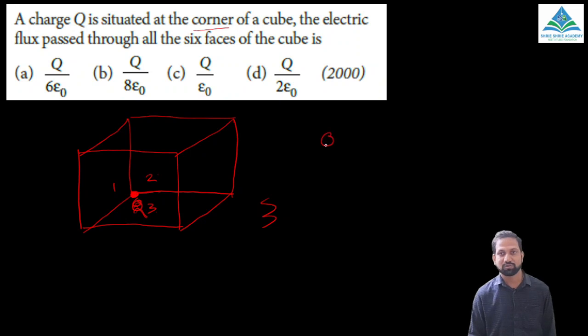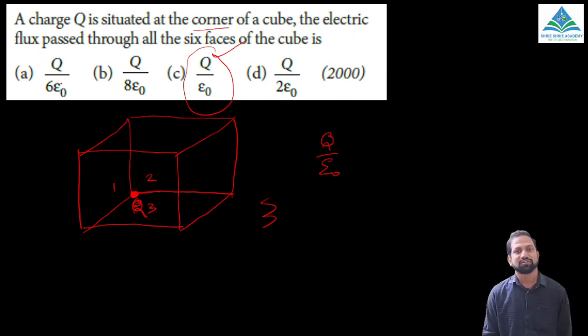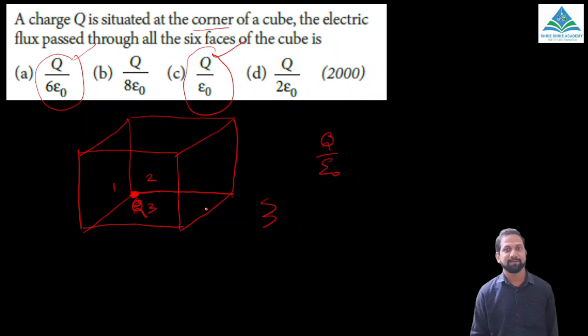So total flux is going to be Q by epsilon naught, right? Obviously Q by epsilon naught, option C is correct. There is actually no straightforward problem here. If they are asking, if the charge is placed somewhere inside the cube, not at the corner, and the question is the flux through one face, then the first option is correct. Otherwise this problem can also be answered in another way.